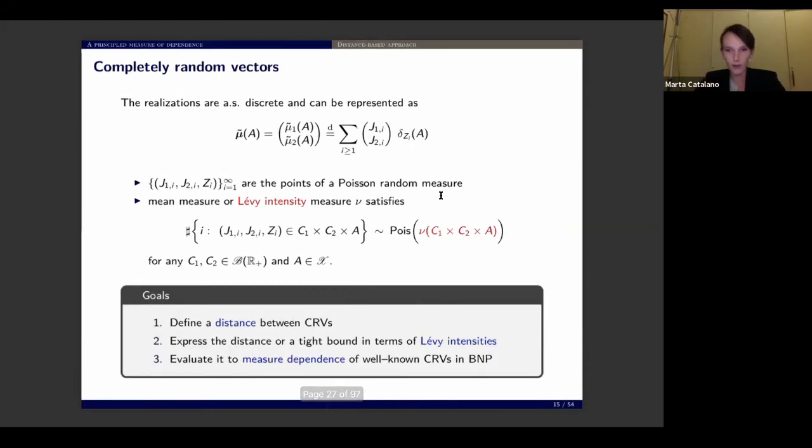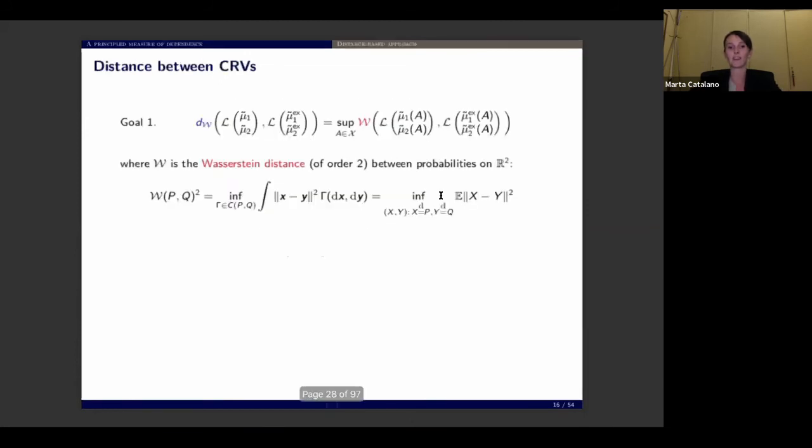So our goals for this talk will be to define a distance between CRVs, express it or find a tight bound in terms of the Levy intensities so that we can actually perform analytical computations of this distance, and use them to evaluate the dependence in notable models in the BNP literature which use completely random vectors. So let's go with the first goal.